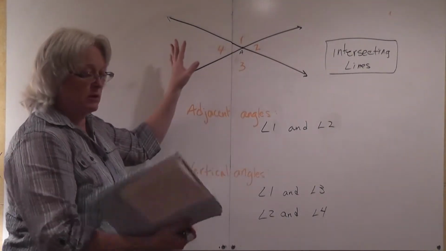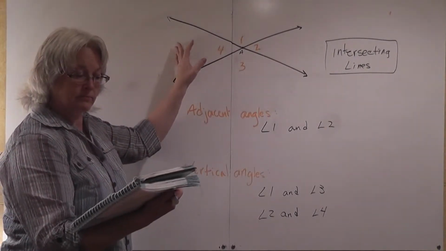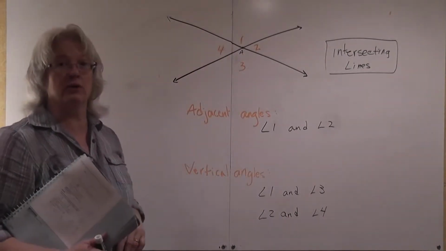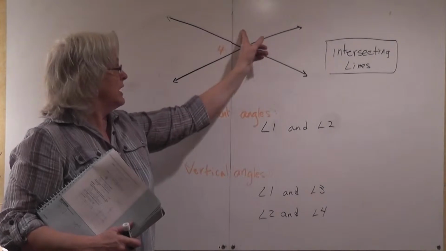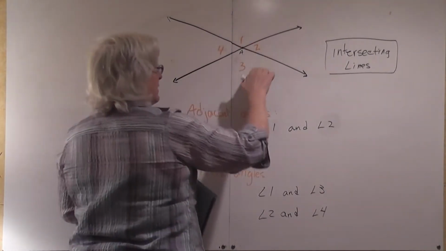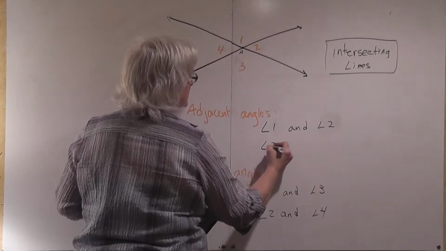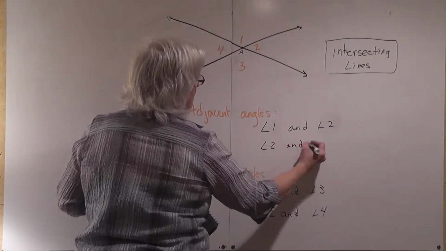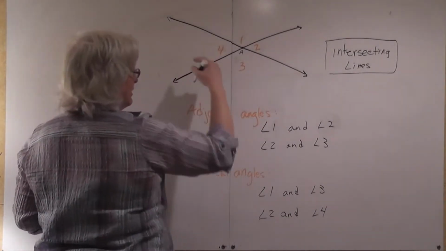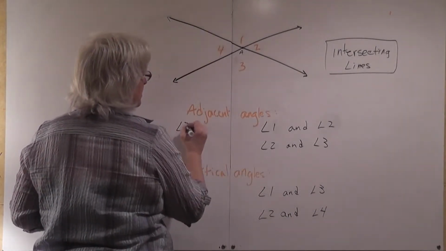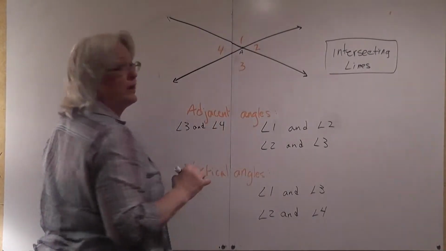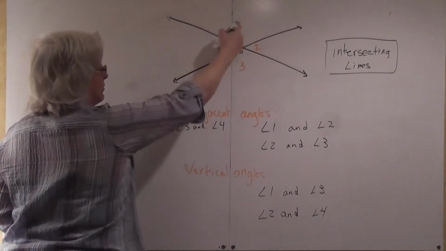Well, what about adjacent angles? How many pairs of adjacent angles are there? Well, angle 1 and angle 2 are right next to each other. What about angle 2 and angle 3? What else? Angle 3 and angle 4? What else? Angle 4 and angle 1?